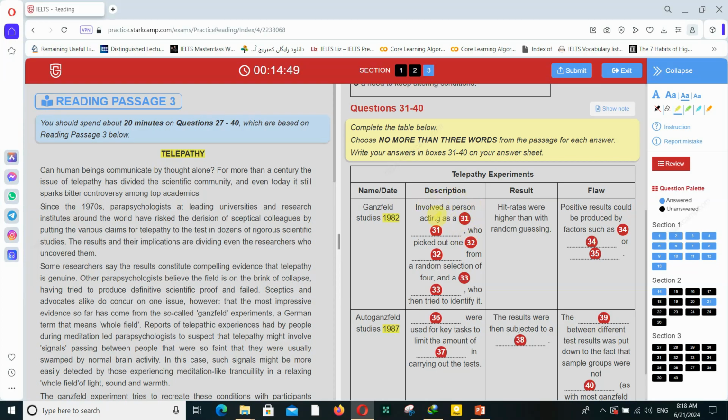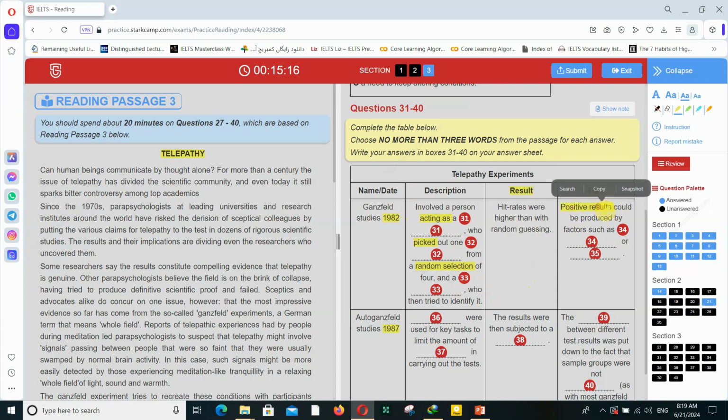Involved a person acting as a what? Acting as what? Who picked out one from a random selection of four and a what, who then tried to identify it. Be careful, this is actually date, this is description, this is result, and this is flaw. So for this one you have to look for the flaw.